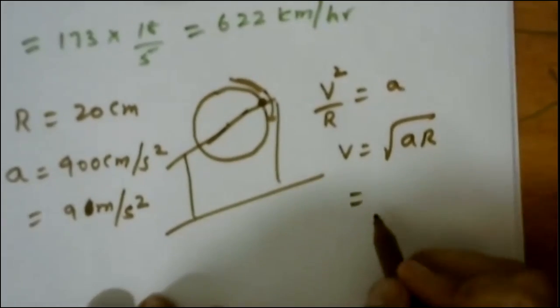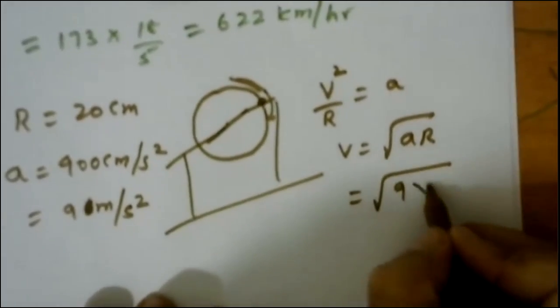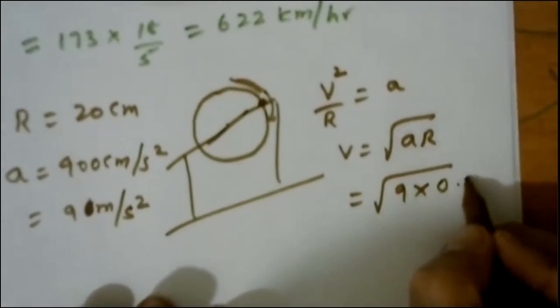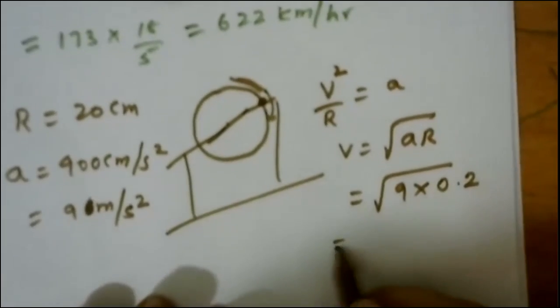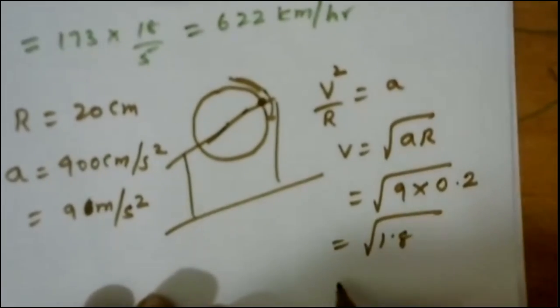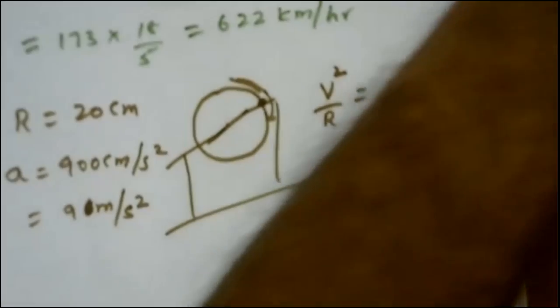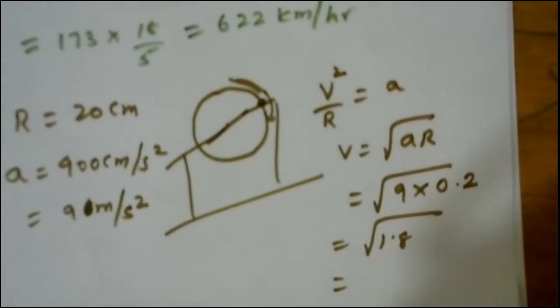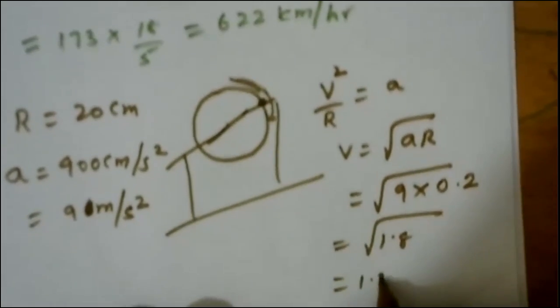Now let us substitute the value. This should be square root of 9 multiplied by R, which is 20 centimeters. Need to convert it into meters. So 0.2 meters. And thus this will now be equal to square root of 1.8. Now let us find out what's the value. Root of 1.8. What's the value? Square root of 1.8 is 1.341 meters per second. Right?